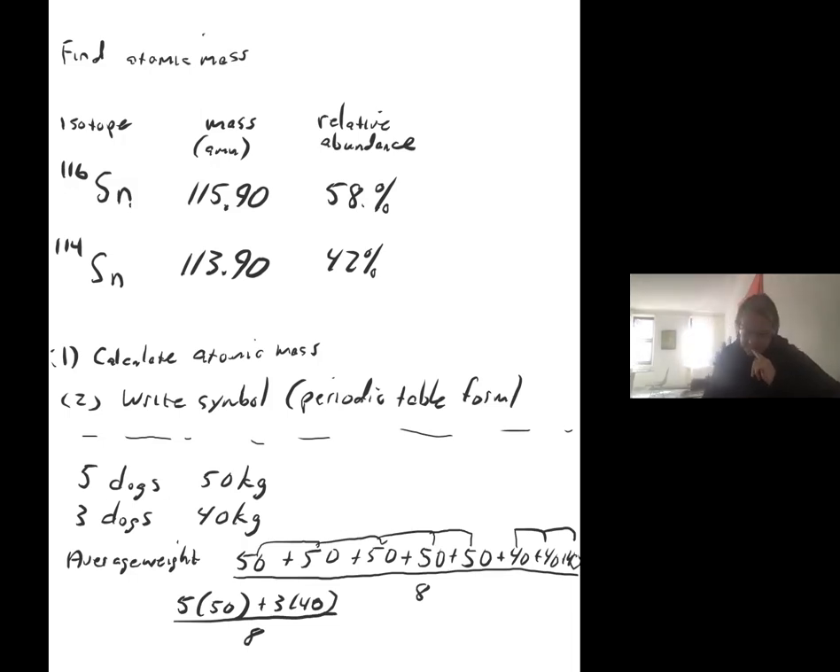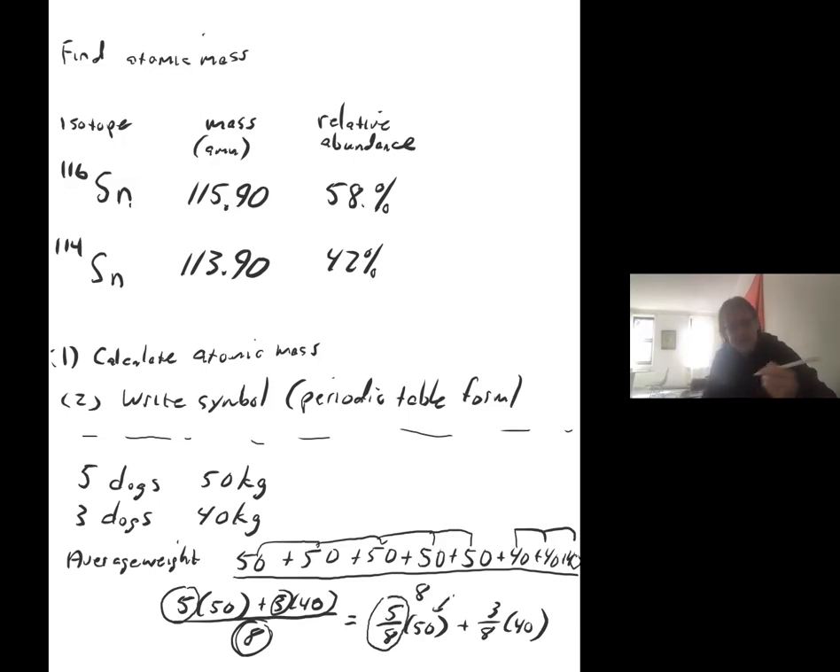Another way to do it, though, would be to say, look, we've got 5 of them weigh 50 out of 8, 5 out of 8. So a third way to do it would be to say, look, we got 5 out of 8 times 50. And we have 3 out of the 8 are 40. And you can go through that, but you'll get the same answer. So here what you're doing is you're using a fraction times the weight for the first one, plus a fraction times the weight for the second group. And those 3 different methods are equivalent.